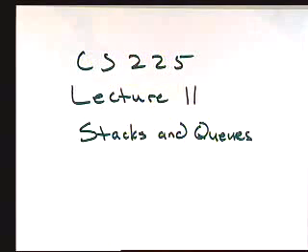Welcome back to lecture 11. This lecture is going to be on stacks and queues. We've spent the last 3 lectures talking about the list data structure, the list ADT, and the various implementations for it. What we're going to be looking at now are 2 ADTs that are in that small category of ADTs that do tend to have specific restrictions.